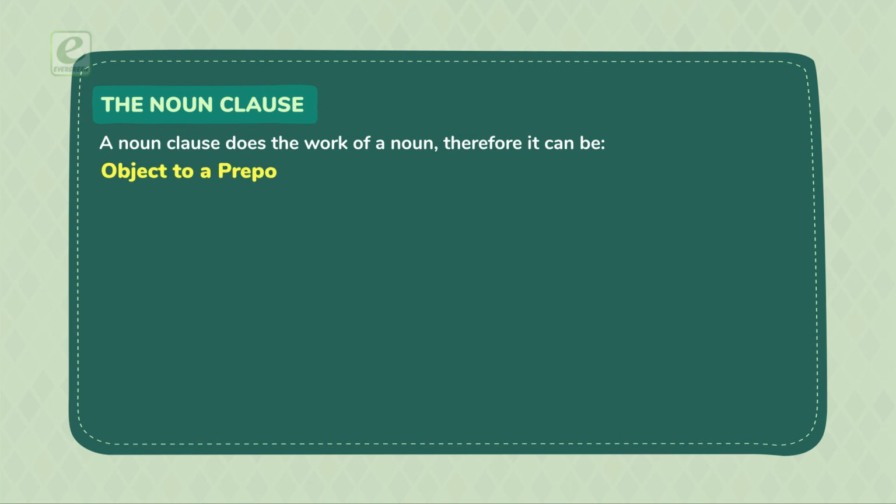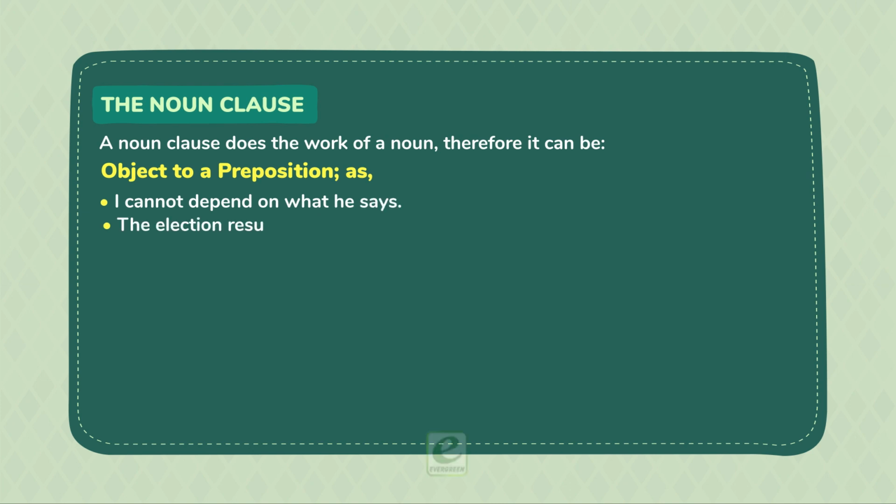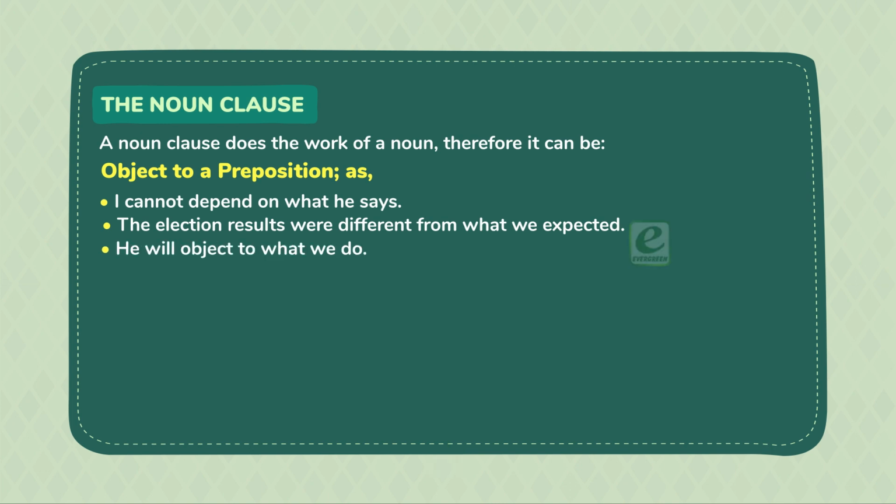Object to a preposition, as: I cannot depend on what he says. The election results were different from what we expected. He will object to what we do. Your success in life depends on how you act now.